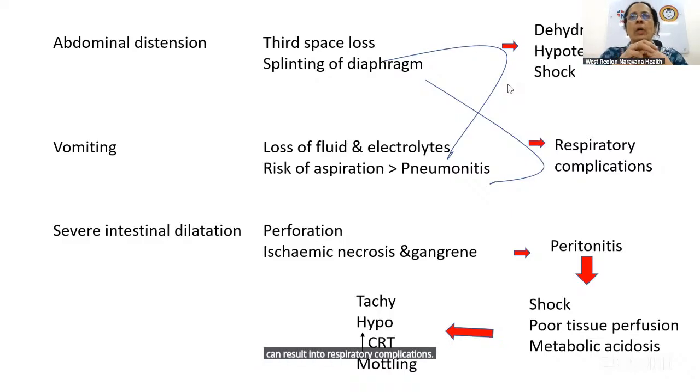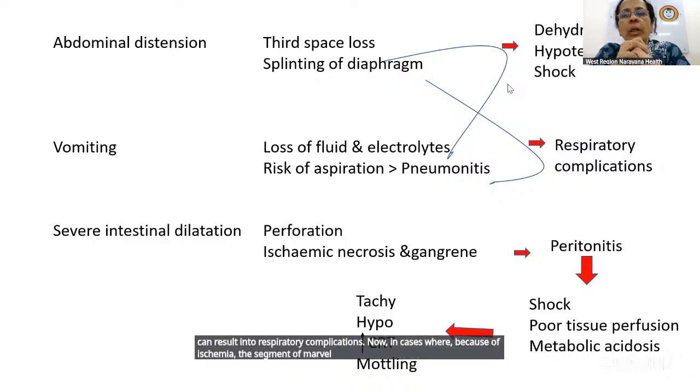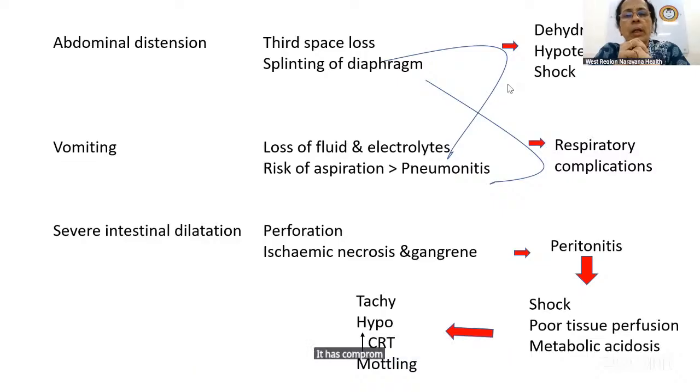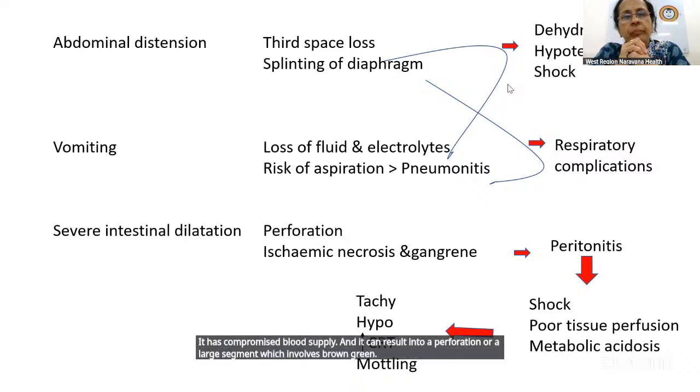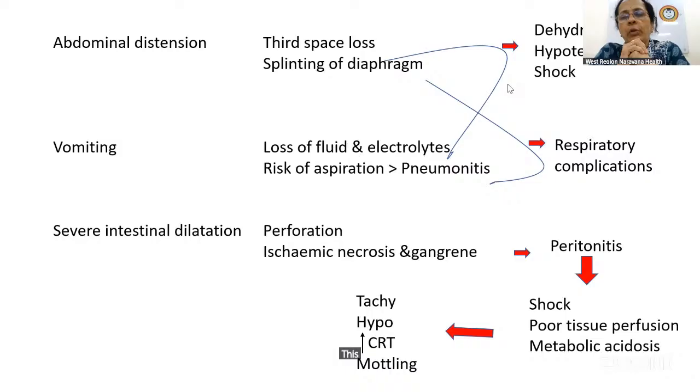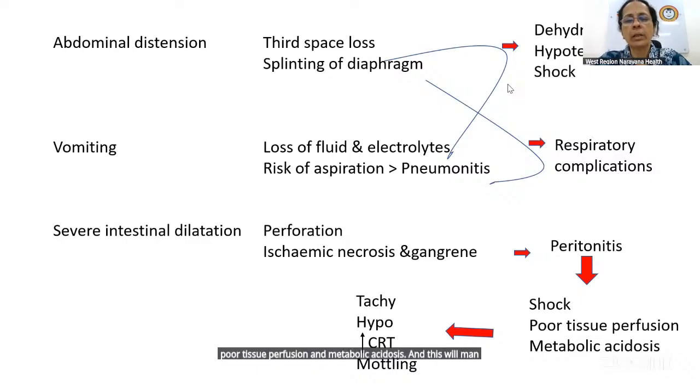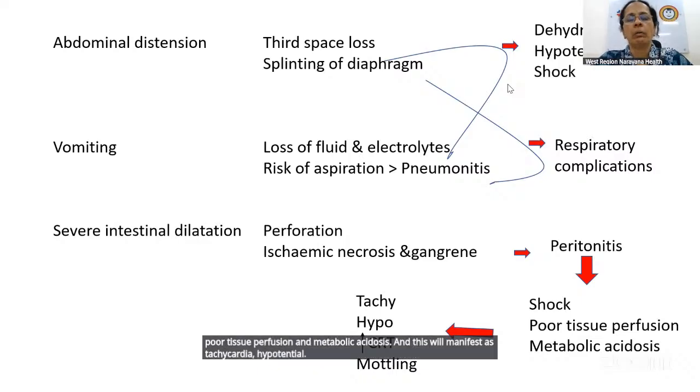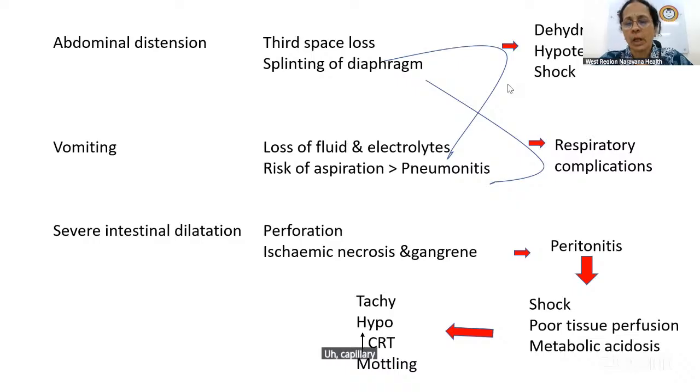Now, in cases where because of ischemia, the segment of bowel is not moving, it has compromised blood supply, it can result into a perforation or a large segment which involves gangrene. This will result into peritonitis. All these add on to shock, poor tissue perfusion, and metabolic acidosis, and this will manifest as tachycardia, hypotension, capillary refill time is increased, and moribund baby.